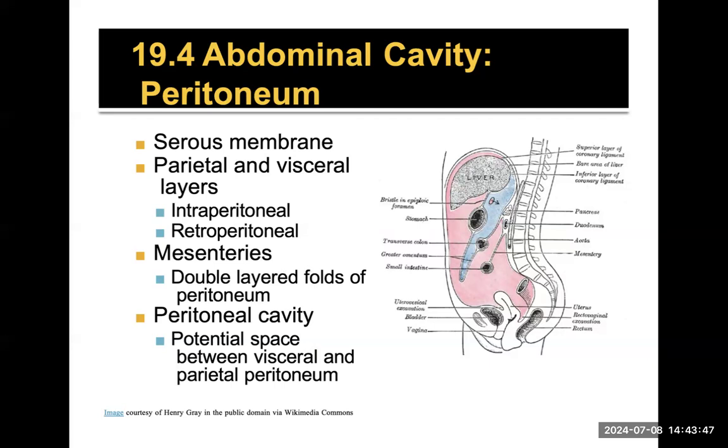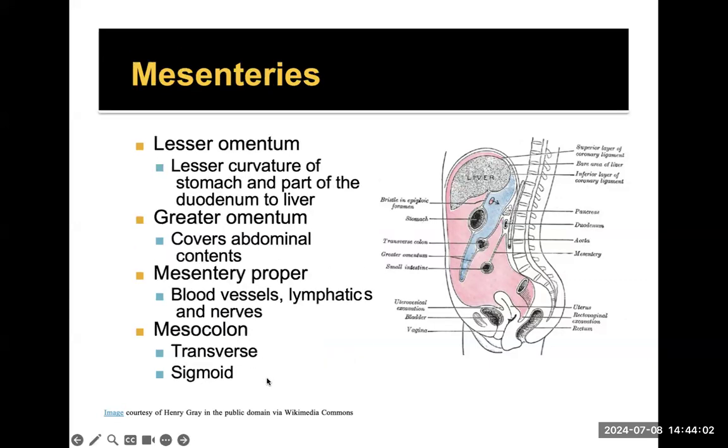So if you invert yourself and turn upside down, it's not like your organs are going to fall into your thoracic cavity. They'll stay in the abdominal cavity due to the mesentery keeping them in place. And then the peritoneal cavity, there's potential space here between the visceral and the parietal peritoneum, depending upon what you're talking about.